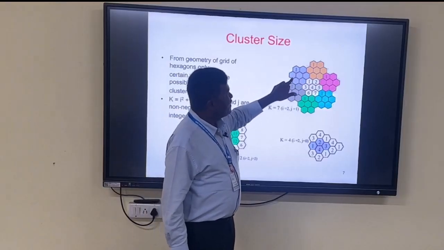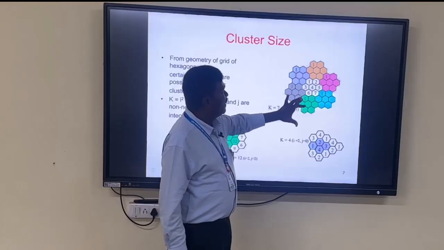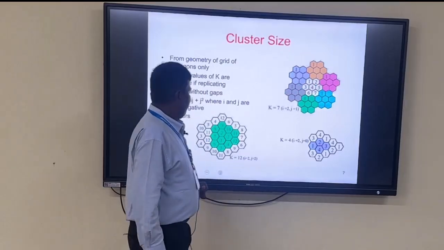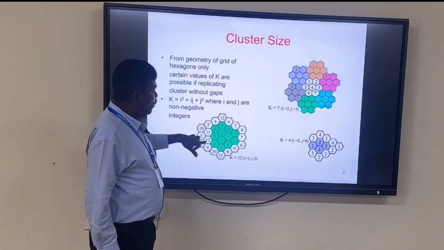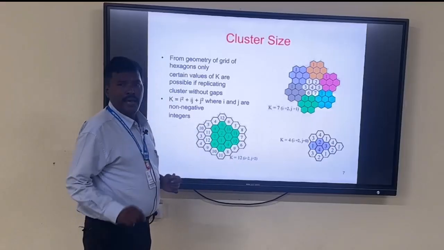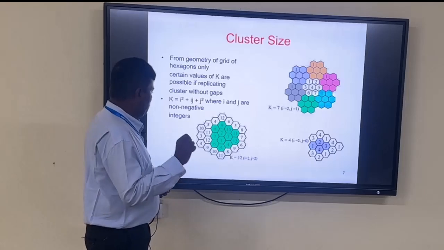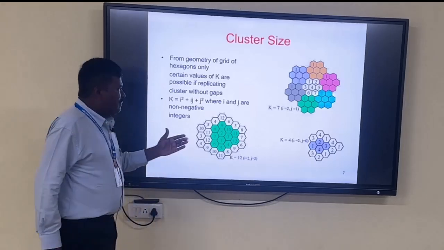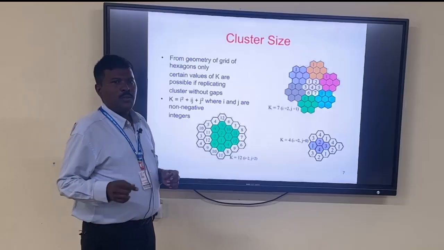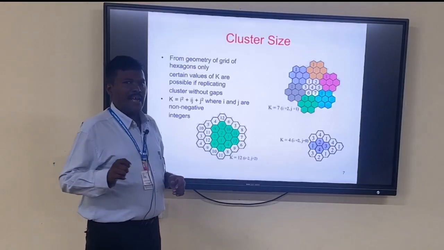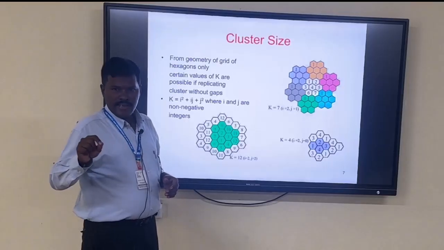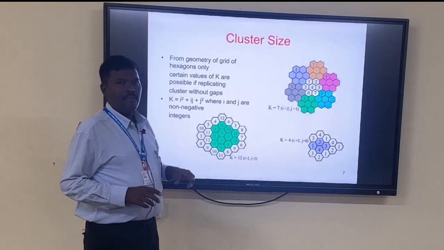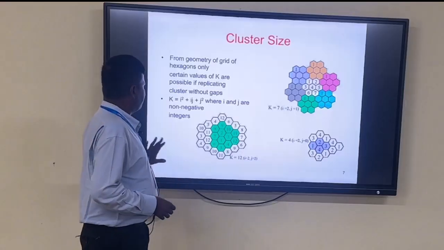Here, how many cells are available in this particular cluster? 1, 2, 3, 4, 5, 6, 7. Okay. Similarly, K is equal to 12. This is a representation of one cluster, with I equal to 2 as well as J equal to 2. Similarly, as I told you, another typical value is 21. Okay. 21 can be obtained when I is equal to 4 and J is equal to 1. Right.